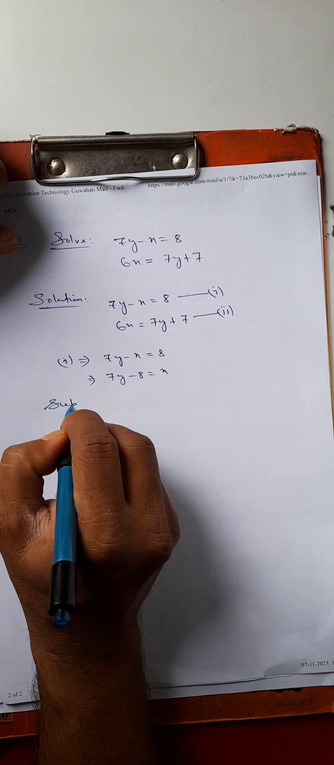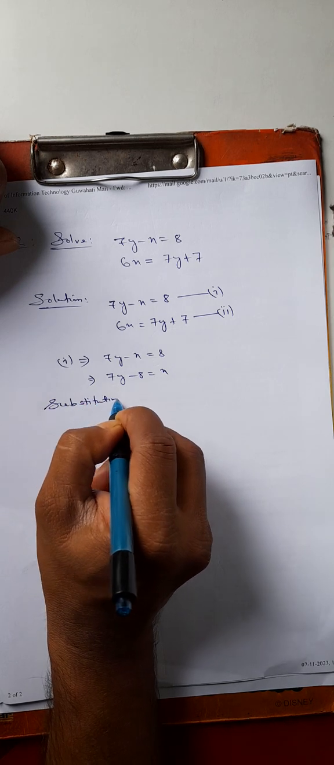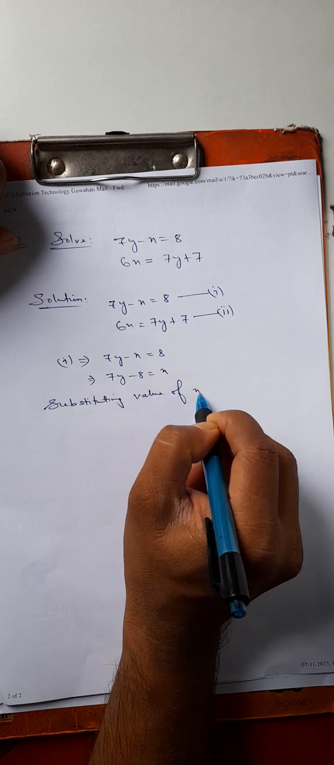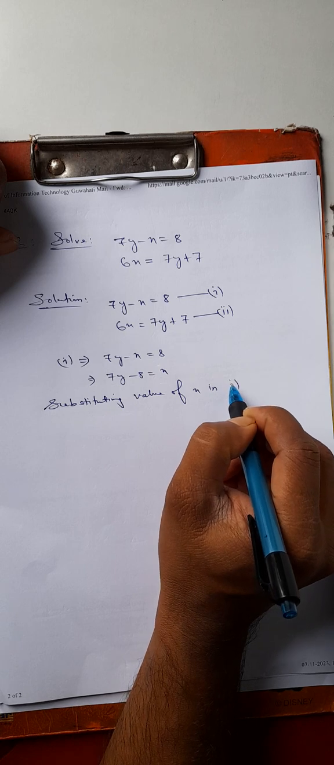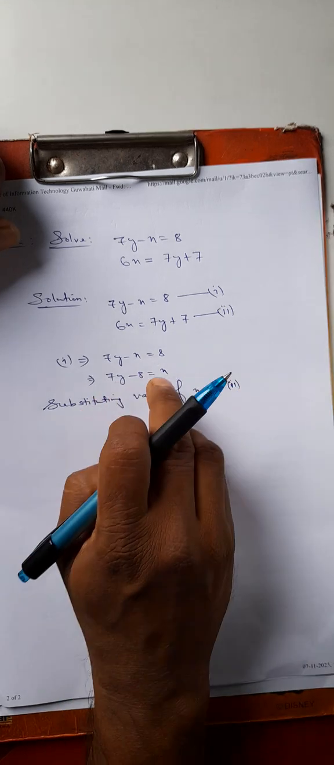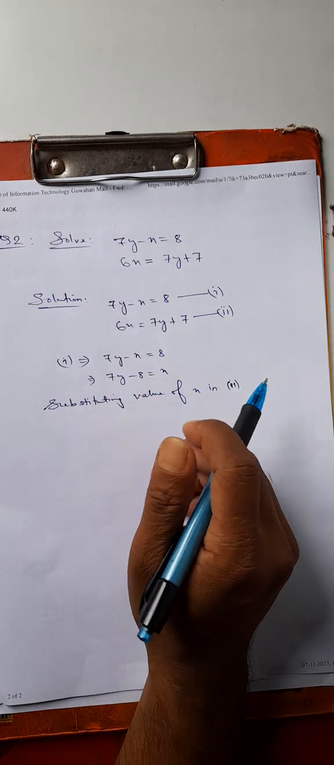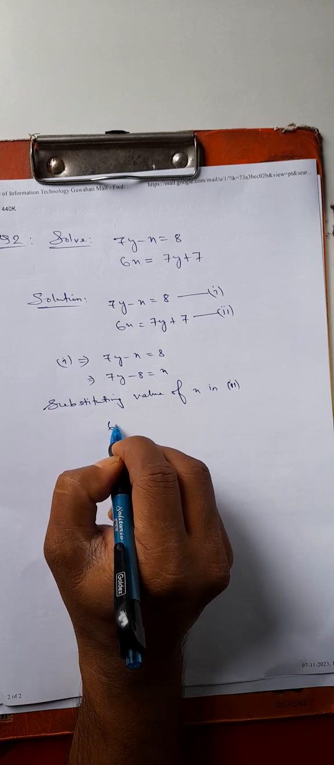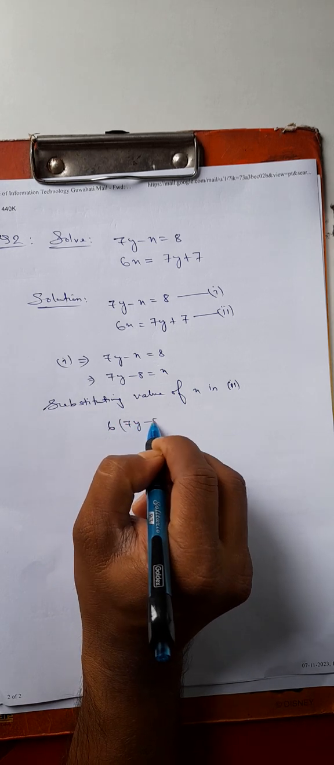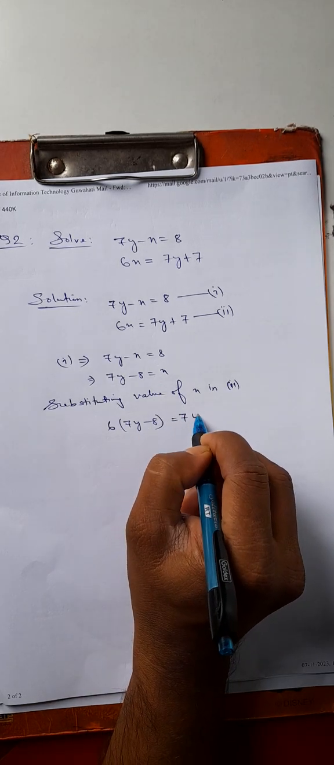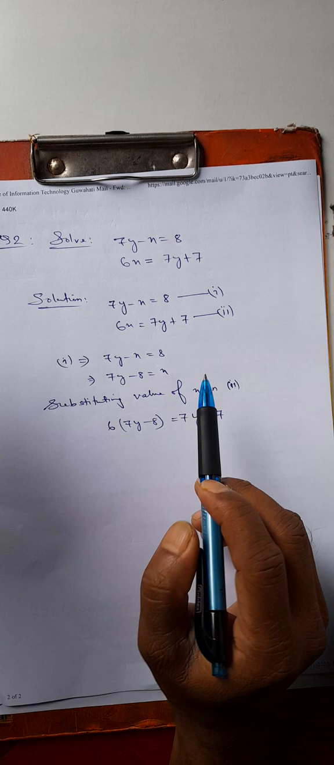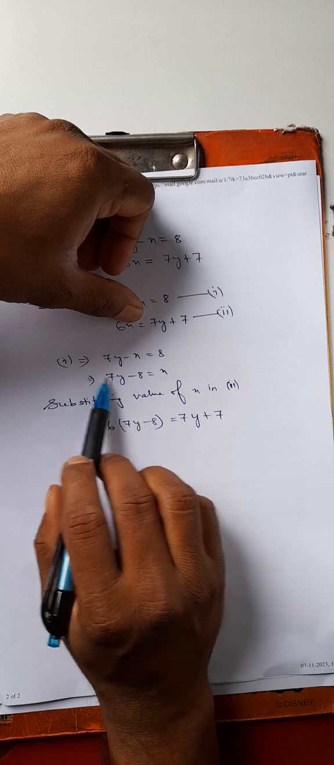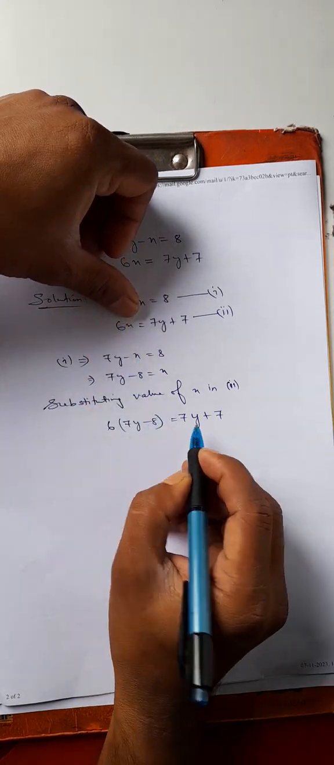So substituting the value of x in equation 2, because this value of x we obtained from equation 1. Now we will use this value of x in equation 2. So what will we get? 6x, where x means 7y minus 8, equal to 7y plus 7. The equation 2 was 6x equal to 7y plus 7. We are substituting the value of x here. So you got a linear equation in one variable.